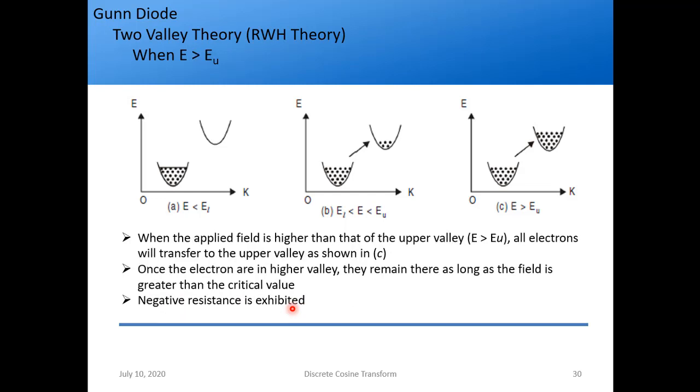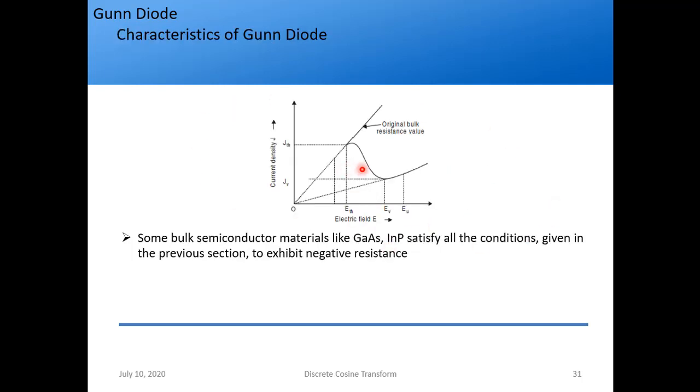Then finally what will happen? E can be greater than the upper valley electric field. So when the applied field is higher than that of the upper valley, all electrons will transfer to the upper valley, right? So once the electrons are in the higher valley, they remain there as long as the field is greater than the critical value. So this is quite simple. And then we get the actual negative resistance. So here the phenomenon started, and here we get the actual negative resistance when the electric field is greater than the upper valley electric field. So this is the graph shown. This is the region above that threshold electric field where we start to get the negative resistance region, right?